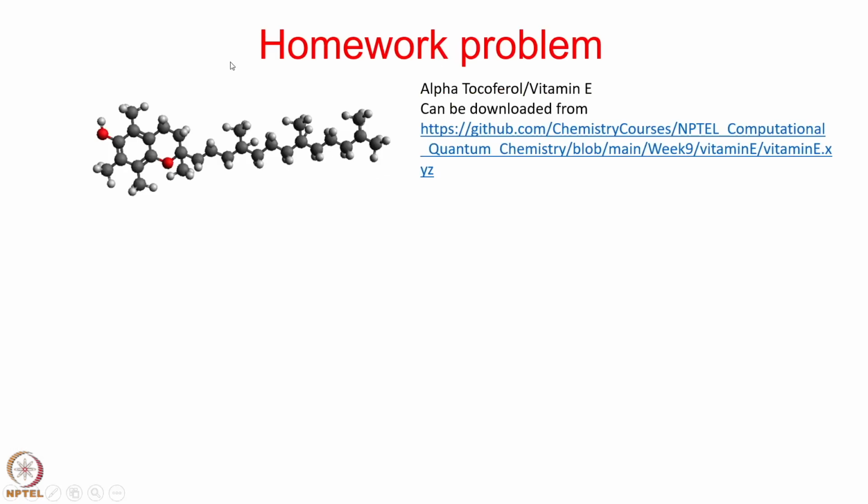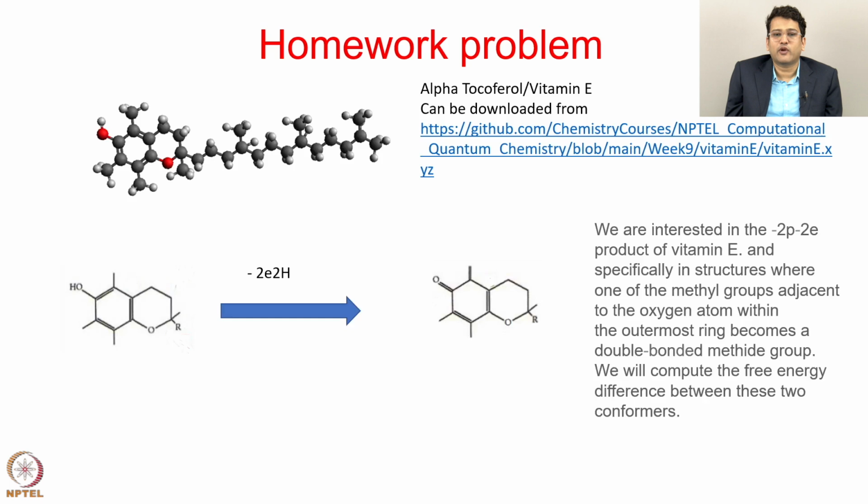Now, for the homework problem, you are going to consider the structure of alpha tocopherol, or vitamin E, and you can download the optimized geometry, optimized at the XTB level, from this link.